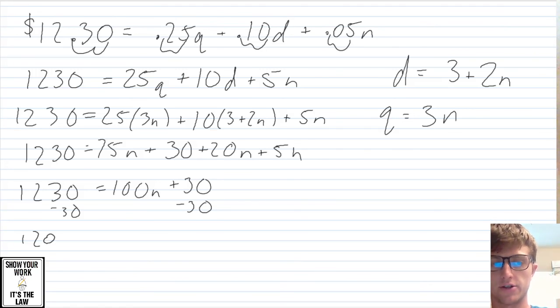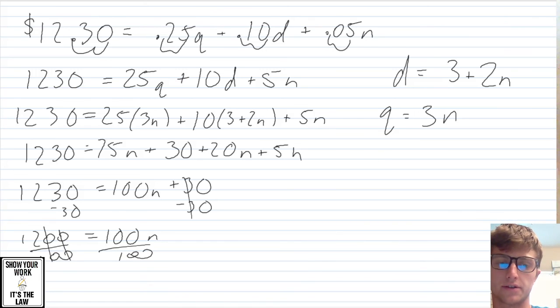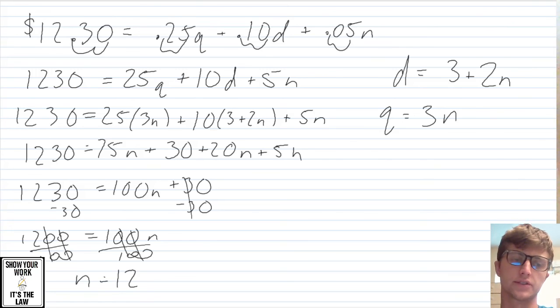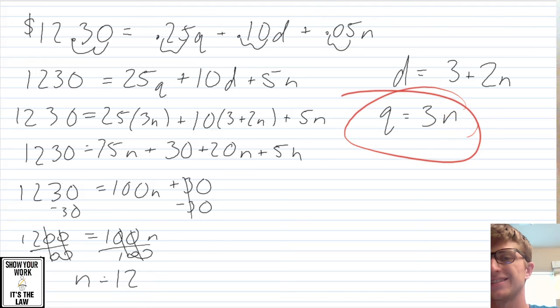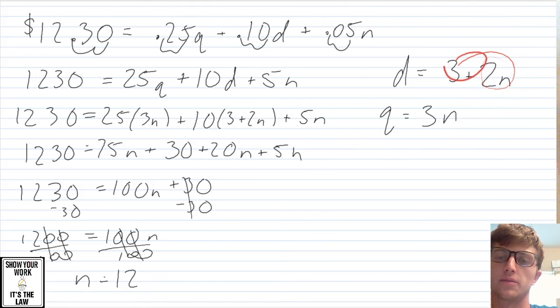We just got 1200 over here. I mean, that's not too exciting, but it's a nice round number. And then subtract the 100. Subtract 100. Just think of it as taking away the zeros. So we got n equals 12. If the number of nickels equals 12, then the number of quarters equals 36, and then the number of dimes equals 24 plus 3, 27.